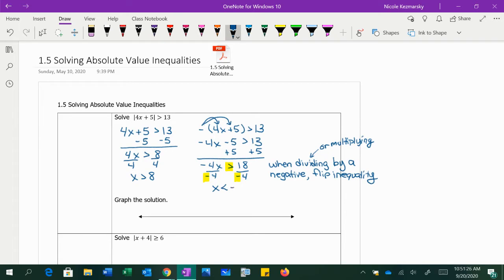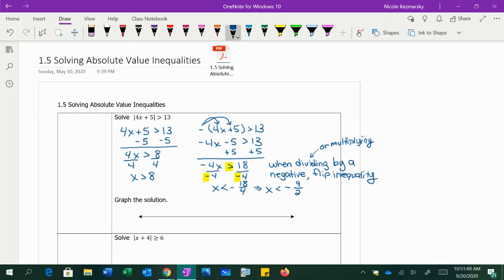So I'm going to go ahead and make that less than. And I've got negative 18 over 4. I could leave it that way, but 18 over 4 does reduce. So I'm going to go ahead and make this x is less than, let's see, both of those divide by 2. So 18 divided by 2 is 9, and 4 divided by 2 is 2.